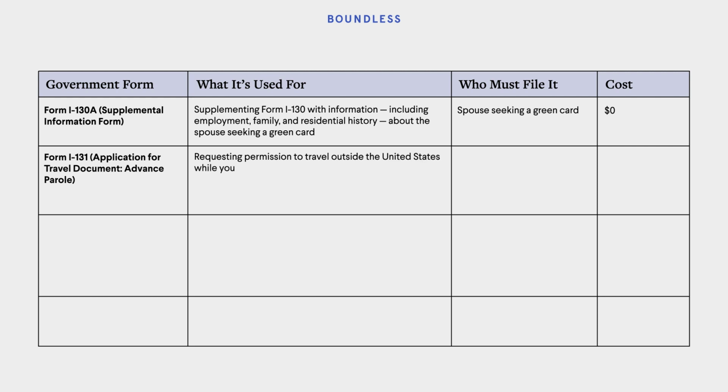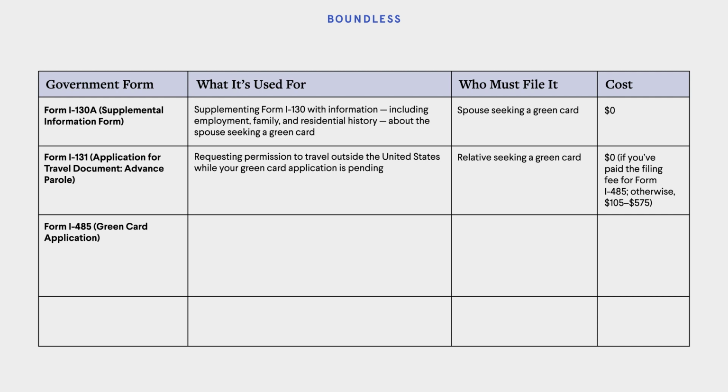Form I-131, Application for Travel Document, Advanced Parole. This form is filed by applicants who wish to travel outside the U.S. while their green card application is pending. It's filed by the person seeking a green card, and it will cost $0 if you paid the filing fee for Form I-485, otherwise it will be $105 to $575.